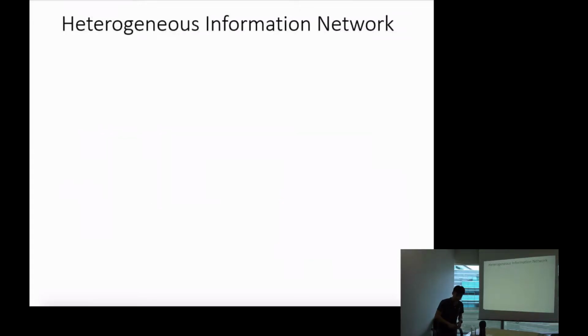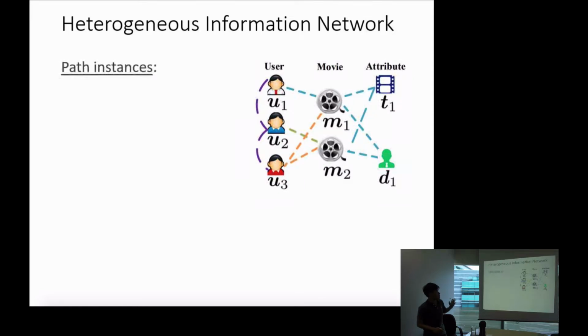So first, I want to go through the HIN. There are some terminologies that we need to know. First is path instances. Each path instance is basically one path in the graph. So here we have, let's say, U1, M1, D1. This one is one path. We can have U2, M2, T1, and M1. It's another path, and so on and so forth. So we have multiple path instances from the graph.